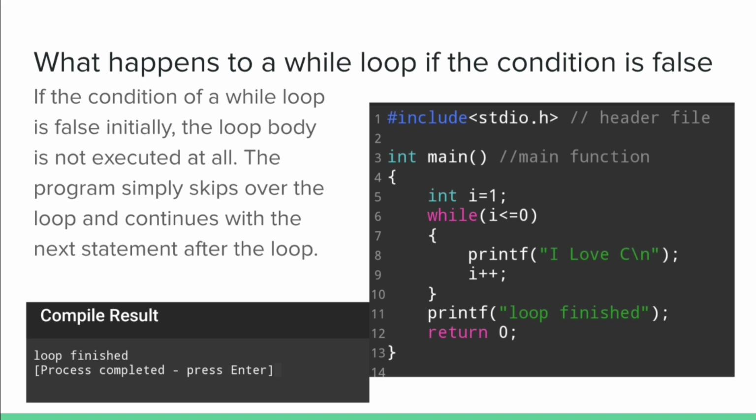So we can answer this way: if the condition of a while loop is false initially, the loop body is not executed at all. The program simply skips over the loop and continues with the next statement after the loop. Now these questions might come for 1 mark or 2 marks. If it comes for 2 marks, you can write this much of the answer. But if it comes for 1 mark, you can simply write that the loop body will not execute, and it will display the outside statement.